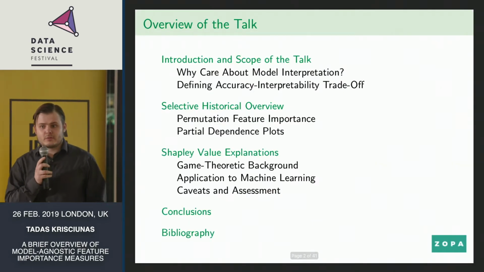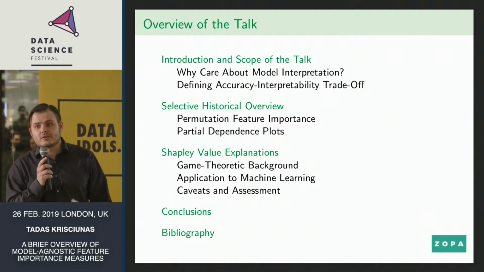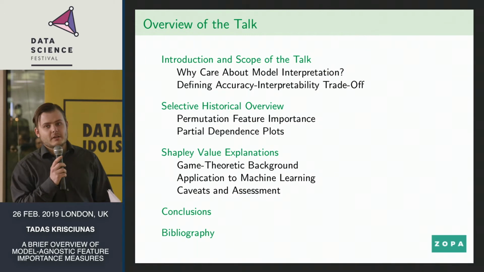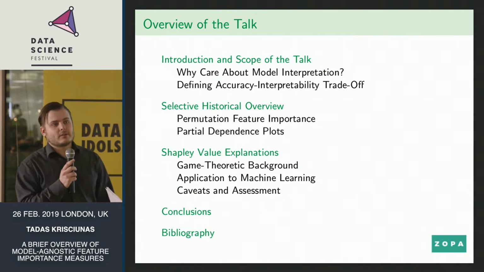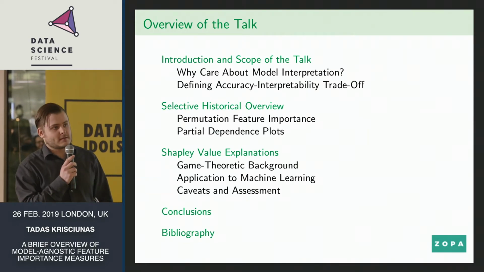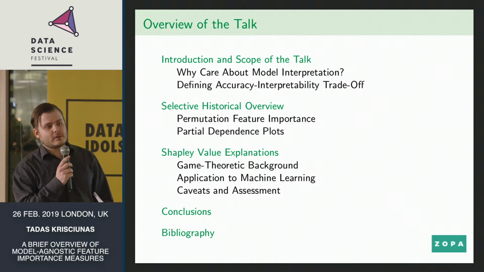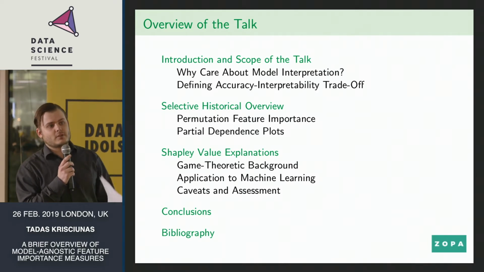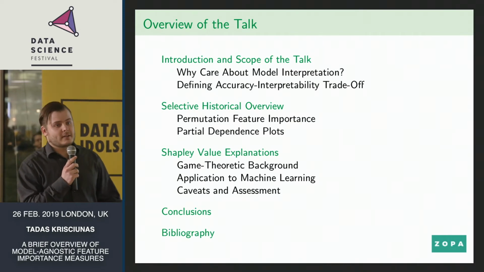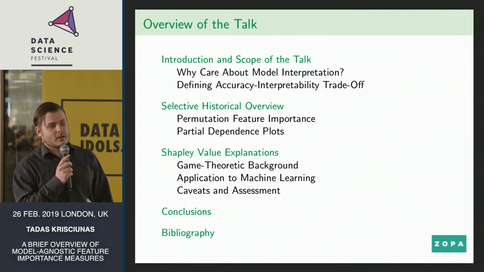So a brief overview of the talk. We will firstly discuss why feature importance measures are important, as of course we first need to ensure that what we are talking about is relevant to a data scientist. We will then go over a brief historical overview of a few feature importance measures, and we will look at the disadvantages as well as some advantages of those historical ideas.